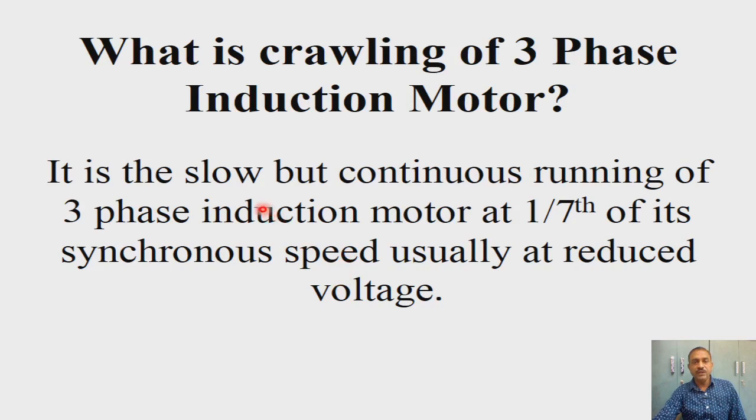The crawling is the slow but continuous running of three-phase induction motor at 1/7 of its synchronous speed, usually at reduced voltage. Most of us know that induction motors are usually started at reduced voltage, so this crawling effect will be there whenever we start the induction motor at reduced voltage. It means that the induction motor fails to attain its full speed and it continues to run at 1/7 of synchronous speed. This effect is called the crawling effect.